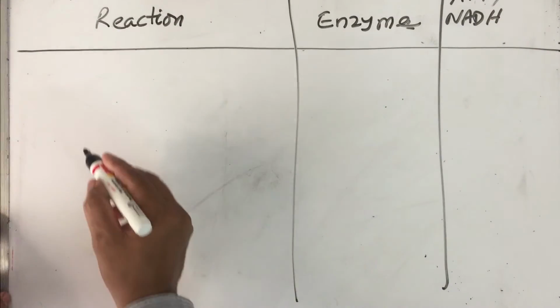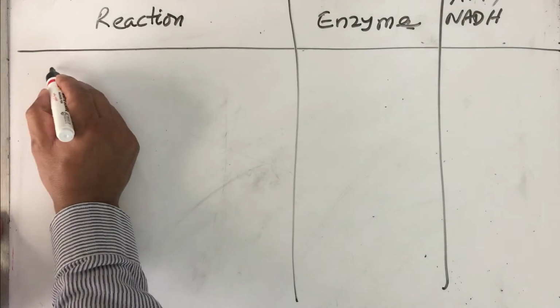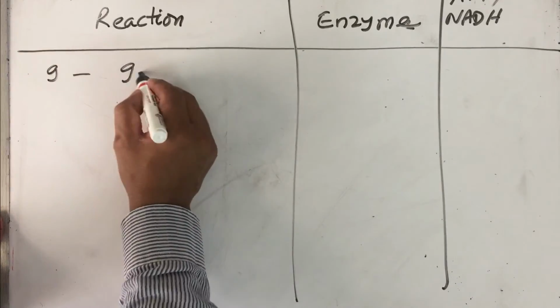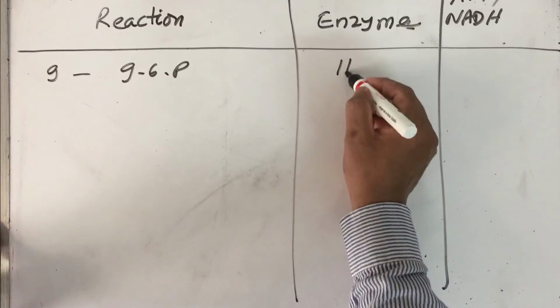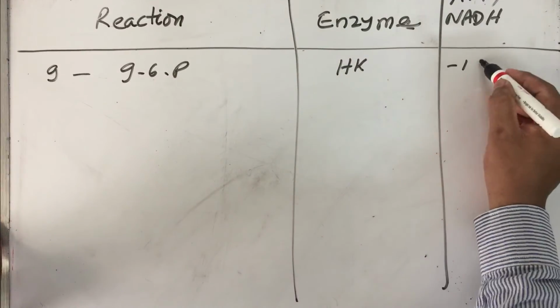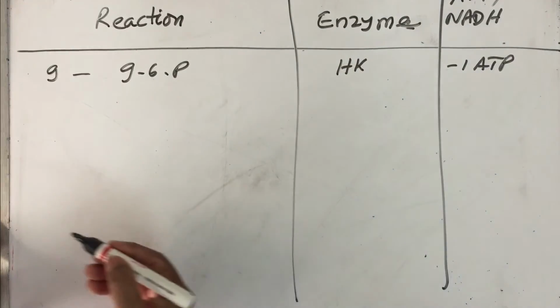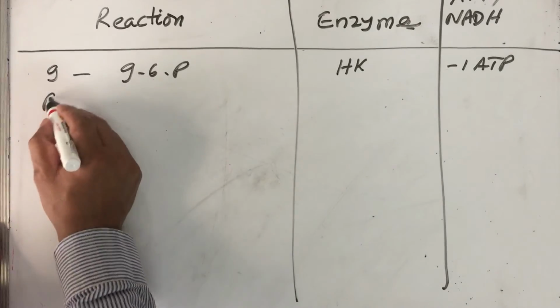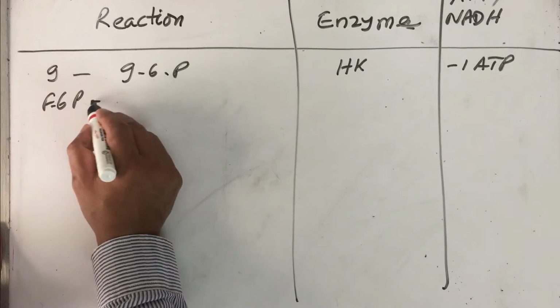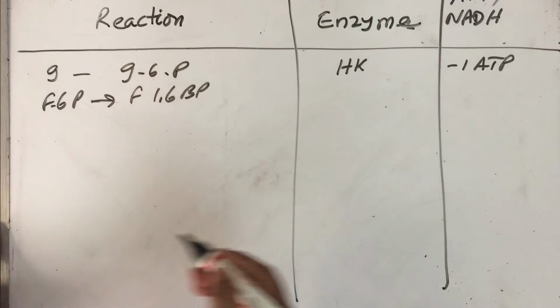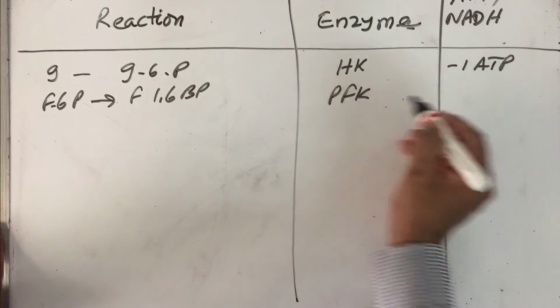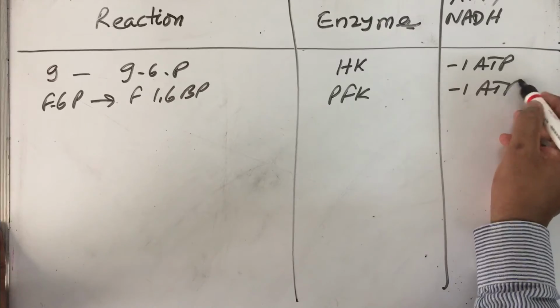So reaction number one, you know that it is conversion of glucose to glucose 6-phosphate. So this is how you should write. The enzyme is hexokinase, and we know that we have used one ATP molecule, we put minus one ATP. The next reaction is fructose 6-phosphate to fructose 1,6-bisphosphate. That is catalyzed by PFK. Again, we have used one more ATP molecule.